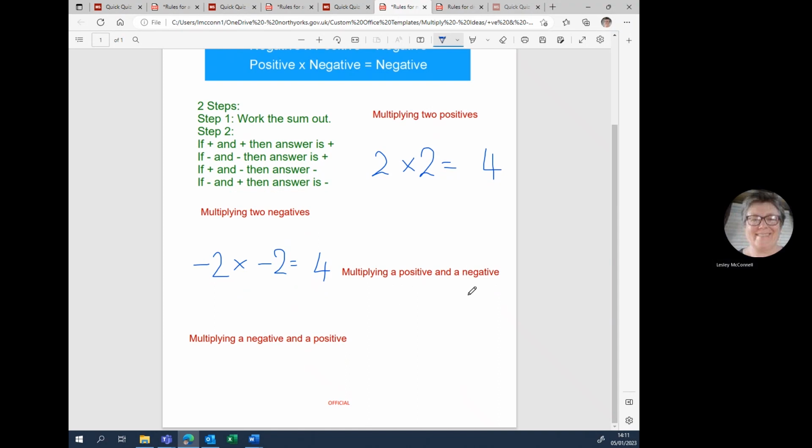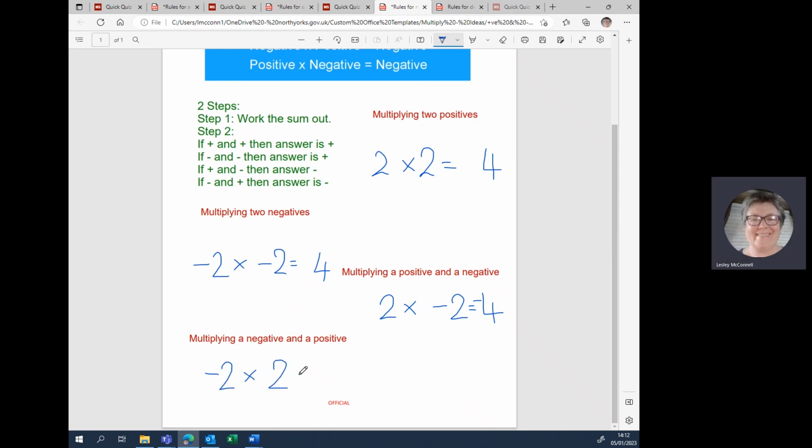Multiplying a positive and a negative. +2 times a -2. Work out the sum. 2 times 2 is 4. But I've got a +2 and a -2 here, which gives me a negative answer, -4. And lastly, multiplying a negative and a positive. I've got a -2 times a +2. Work out the sum. 2 times 2 is 4. A negative and a positive gives us a negative answer. So again, our answer is -4.